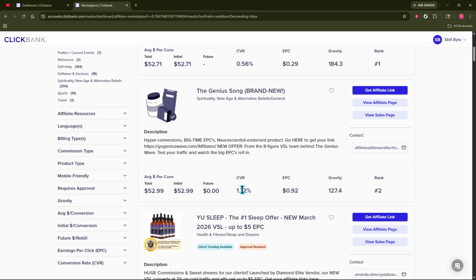Recurring commissions are a standout feature to look for. If the product pays monthly, you're building potential long-term income from one conversion. This is particularly appealing for memberships, software, or subscriptions.